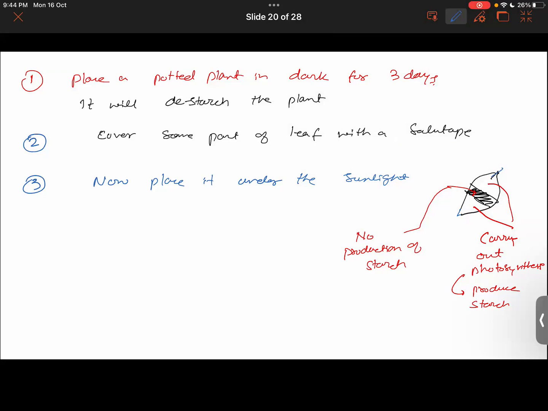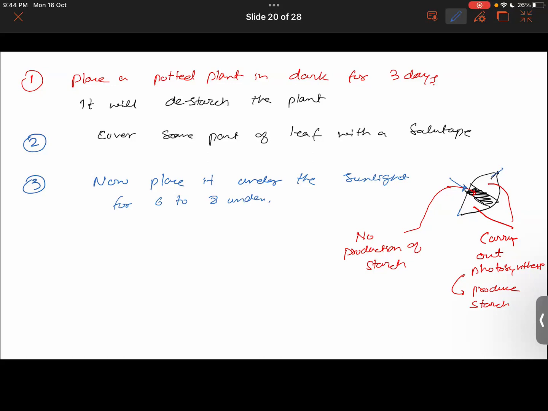So the green areas which have not been covered contain chlorophyll. While the covered part also contains chlorophyll, no formation of starch has happened. Now you have placed it under the sunlight. For how much time? Place it under the sunlight for 6 to 8 hours.